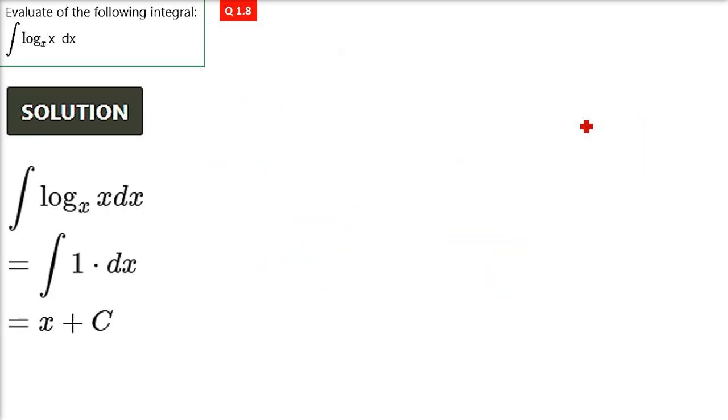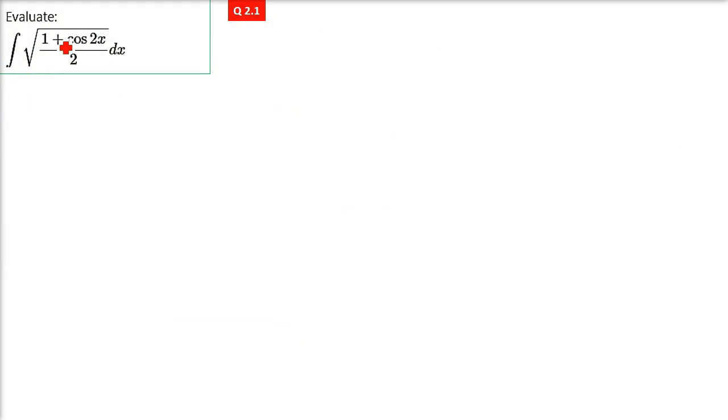There are certain things away from this which I explained to you just to revisit your earlier classes. Evaluate the integration of under root 1 plus cos 2x by 2 dx. Now before we go ahead, there are certain standard results which we need to discuss.